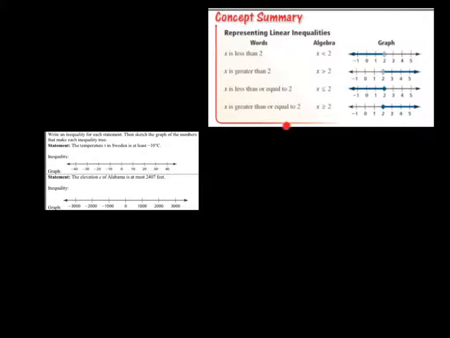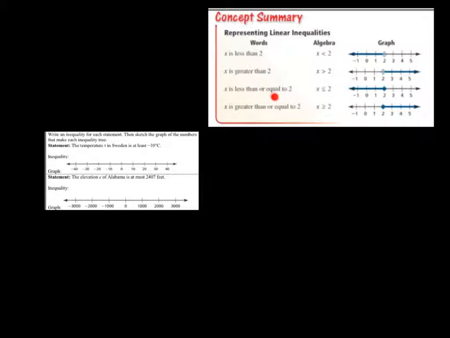Okay, so at the top of your notes you have this little concept summary chart, and this was just a review of the different parts, and that is that the less than symbol looks like this. It's the one that points to the left, and if we're looking for all numbers that are less than 2, that would be an open circle on 2 because it doesn't include that value, and then everything to the left of that number on the number line. If we use the greater than symbol, that's the one that looks like this. It points to the right. And once again, since it doesn't include the value 2, it's an open circle on 2, and that'd be everything to the right of that number.